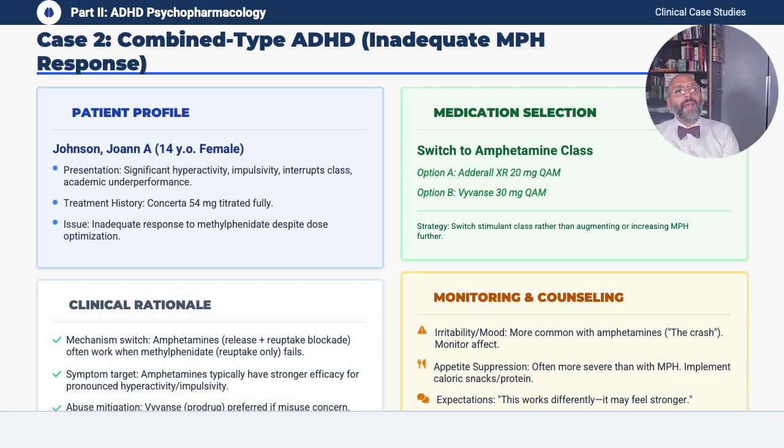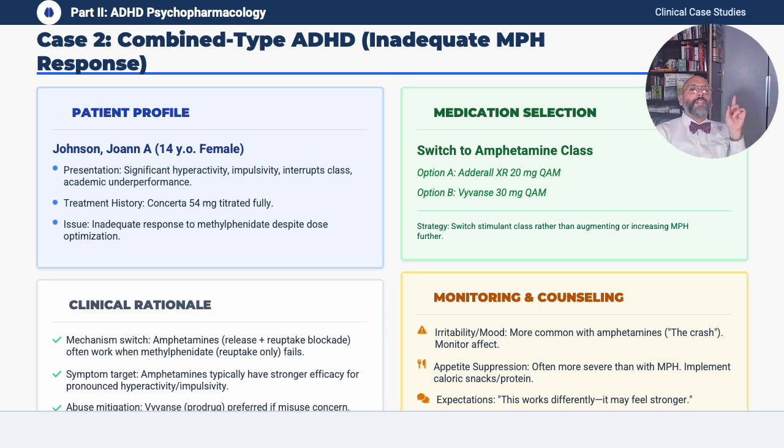All right, let's talk about methylphenidate in this case. Methylphenidate works primarily by blocking the reuptake of dopamine and norepinephrine. In other words, it keeps the existing neurotransmitter in the synapse longer, but it does not actively push out more.